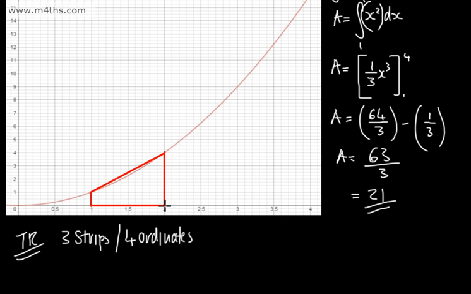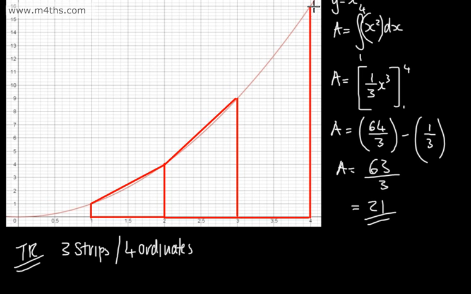My second trapezium is going to go from 2 to 3, and we will come up here, and then I'm going to draw this down. So again, not massively accurate, but it gives us some idea. The final one, creating my third strip, is going to go right the way up to 4, which will be just up there, and then we'll come down.